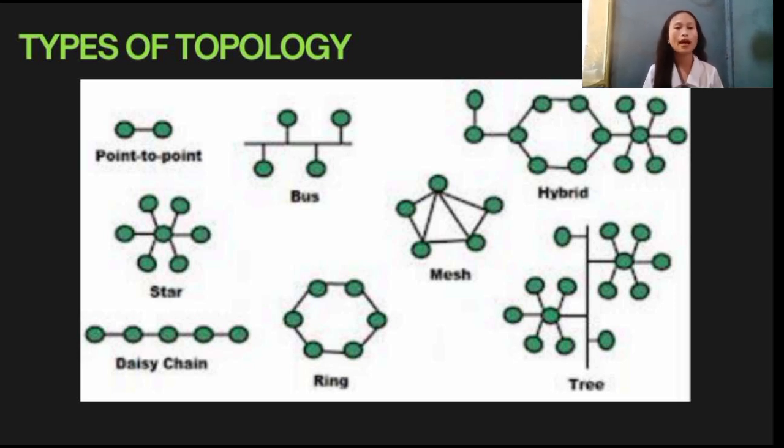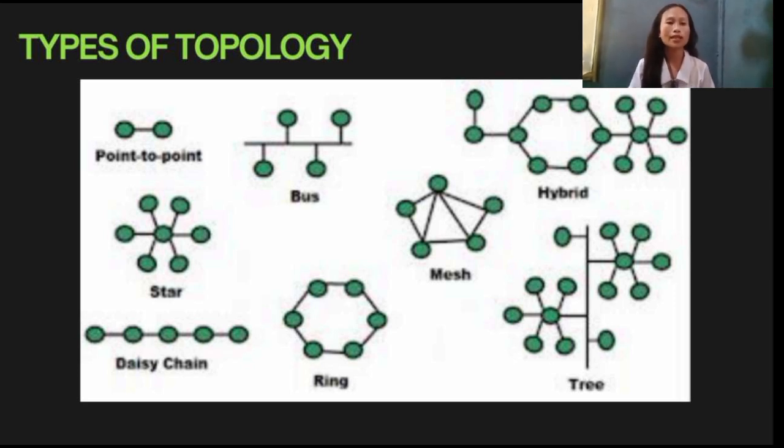So the next one is hybrid. Hybrid is a topology that is a combination of two or more different network topologies, such as a combination of star and bus topology. So the next one is star. A star topology is a network topology where all devices are connected to a central device such as a hub or switch. So the next one is mesh. Mesh is a network topology where each device is connected to every other device, creating a fully interconnected network.